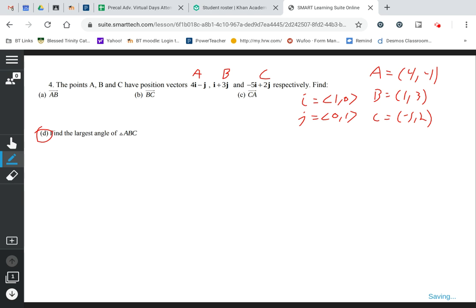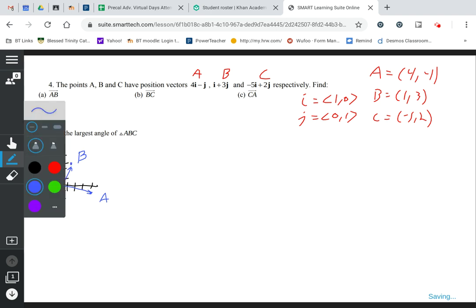So on a coordinate plane, and you'll have to forgive my drawings, it's not the best, we can actually draw these out in their respective positions. A being at (4, -1), there's A. B being at (1, 3), there's B. And C being at (-5, 2), there's C. And if we drew the vectors the way they say in parts A, B, and C, this is what they would look like.